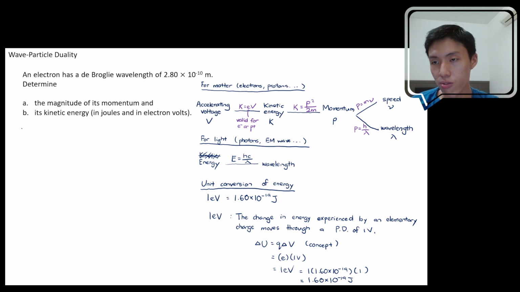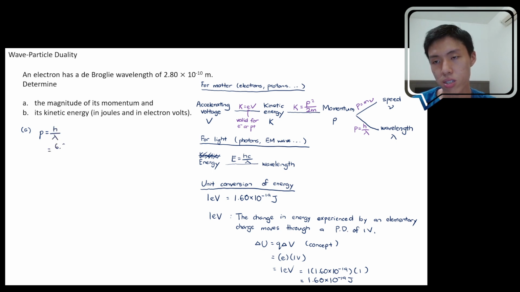Okay, so let's try to solve the question. Question A first. Question A asks for the momentum and you're given the wavelength. So you need to relate momentum and wavelength. This is the equation that you pick: p is equal to h over lambda. So now it's just substitution.